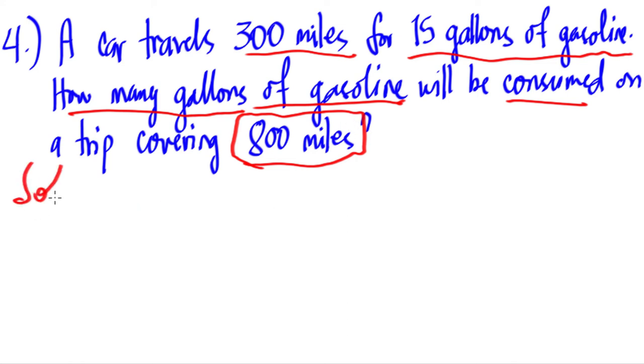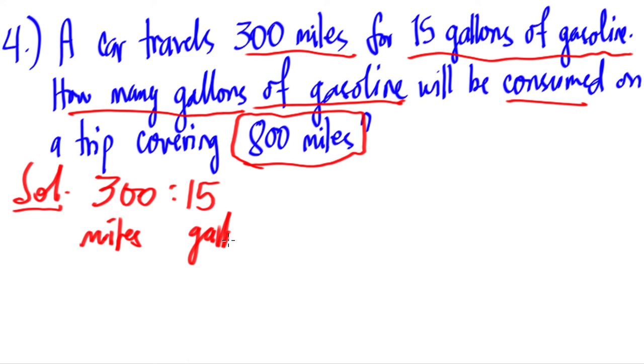Let's write the solution. We know that this car can run for 300 miles for 15 gallons. So this is the miles, the unit here is miles, and this is for the gallons of gasoline. Now what we will do is to set up its proportion. Since we're traveling with the same car, and we want to assume that even though it's not given.